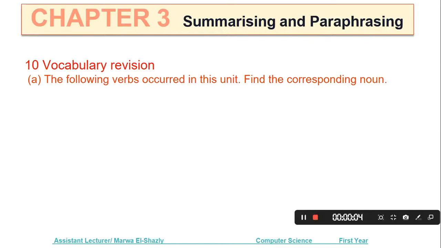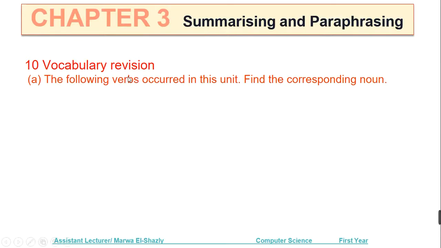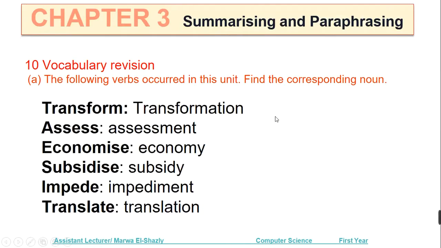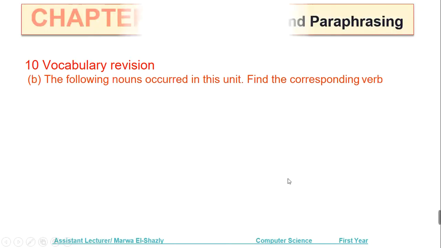Vocabulary revision A. The following verbs occurred in this unit, الأفعال التالية دي ذكرت في هذا اليونت. Find the corresponding noun. Transform, transformation; transform يحول, transformation تحويل. Assess يقيم, assessment تقييم. Economize يعني جعله اقتصاديا, economy. Subsidize يدعم ماليا, subsidy دعم مالي. Impede يعيق, impediment إعاقة. Translate, translation, it's easy.